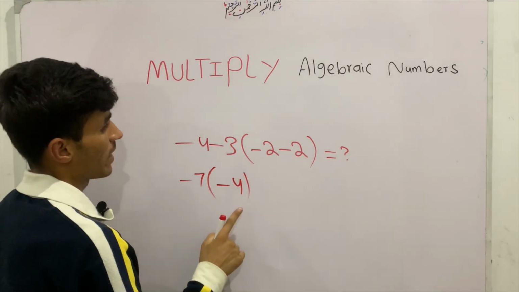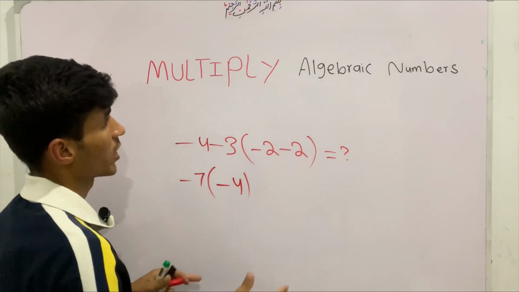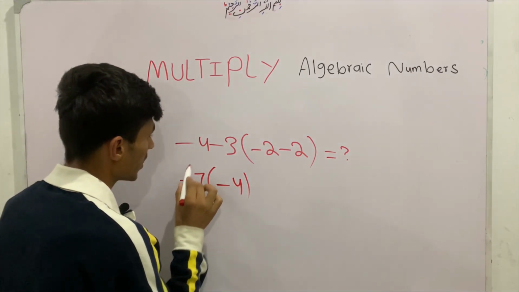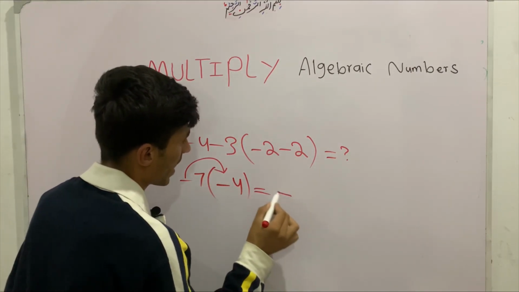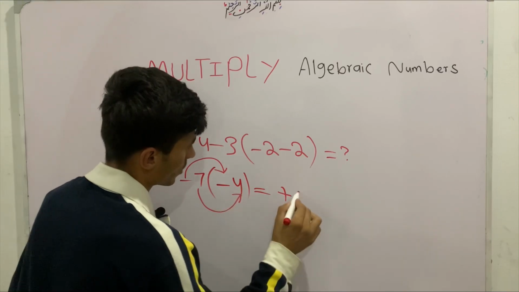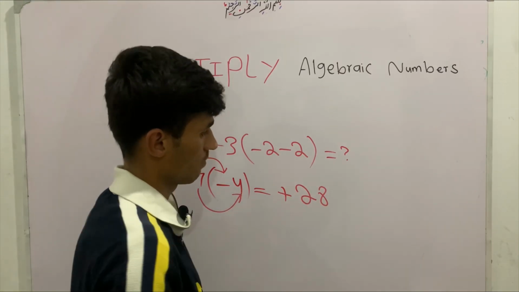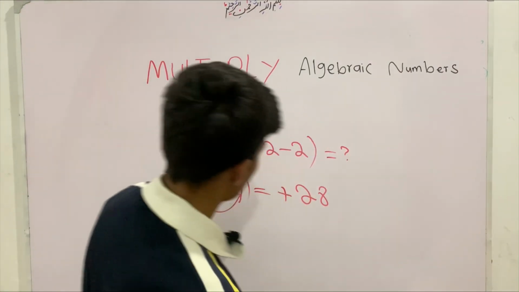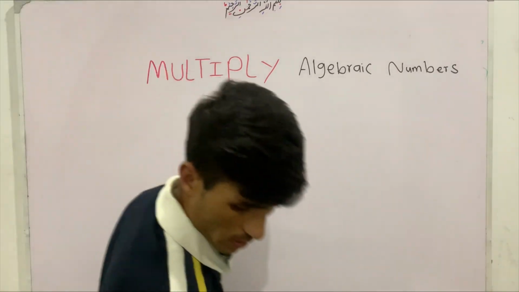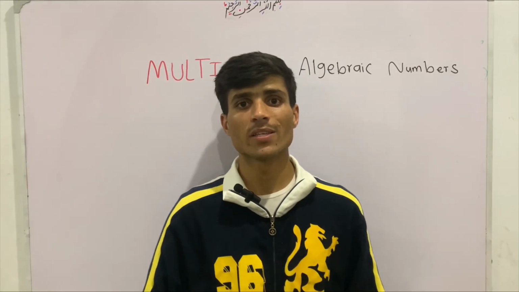Now you should multiply these numbers, what we are working on today, right? Negative into negative becomes positive. 7 into 4 becomes 28. Positive 28.